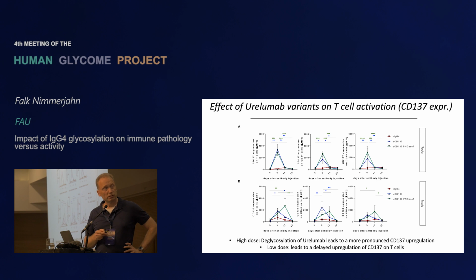Now, the most important thing is, of course, what is the effect on T cell activation? And T cell activation really is an induction of CD137 expression. This would be the green and the blue. The green is always the deglycosylated, and you can see T cell activation actually is not impaired. Actually, in some instances, it's even better if you use the deglycosylated antibody. It's a little bit slower here at the high dose, but it still kicks off, and you see a very good and absolutely comparable level of T cell activation, even with the deglycosylated antibody.